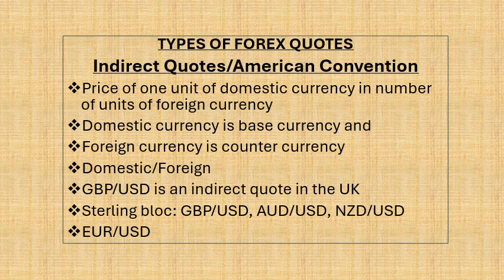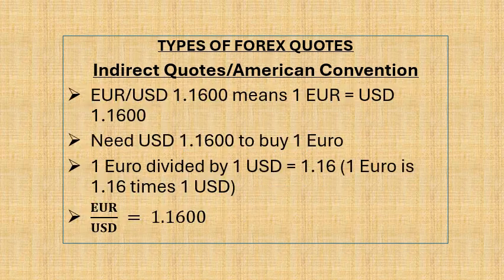To revisit, you can say that Euro USD 1.1600 means 1 euro is equal to USD 1.1600. If you want to buy 1 euro, you'll have to pay or sell USD 1.16. 1 euro divided by 1 USD is 1.16. You can also say that the euro is 1.16 times 1 USD. Euro divided by USD is 1.16.